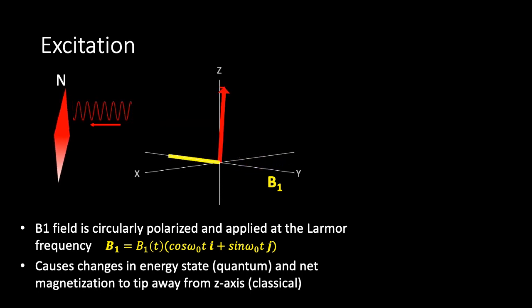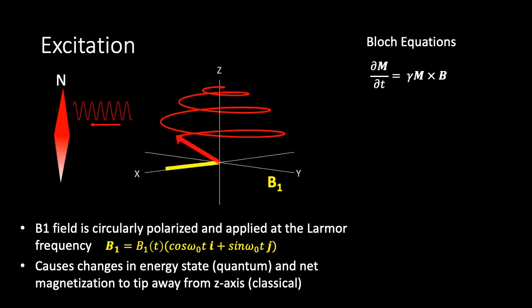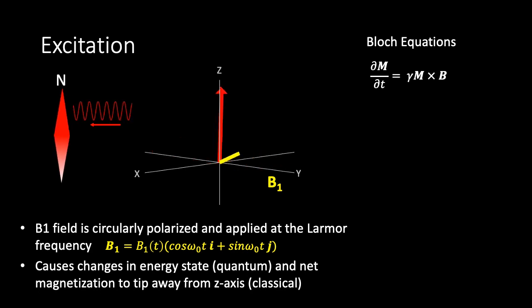And so because it's rotating at the Larmor frequency, it causes changes in energy state on a quantum mechanical level, and on a macroscopic scale, it causes that net magnetization vector to tip away from its equilibrium position and start to slowly rotate down into the transverse plane. And this is where I think it's useful to start thinking about the Bloch equations, because there are really good summary equations for how we can describe this magnetization changing in time.